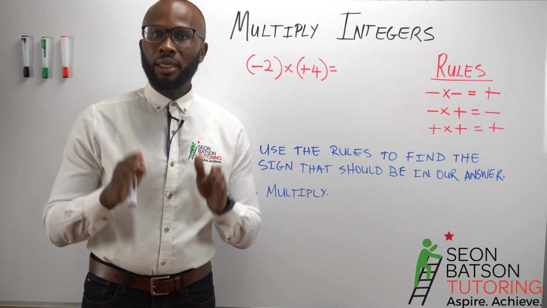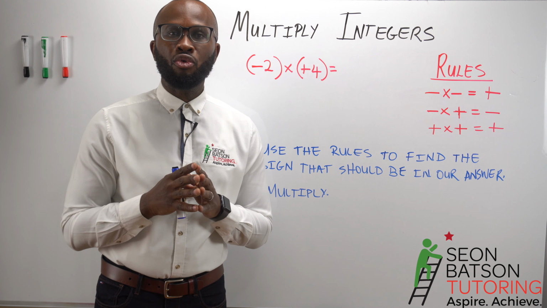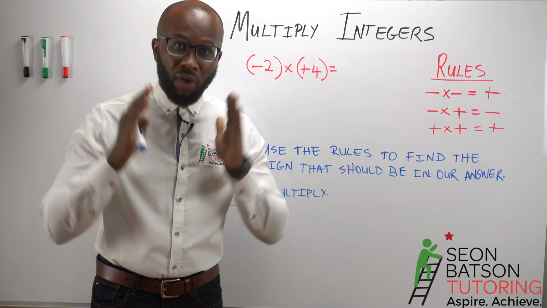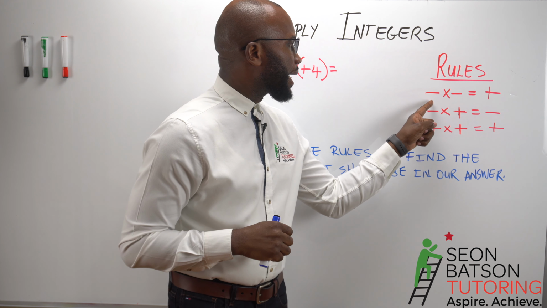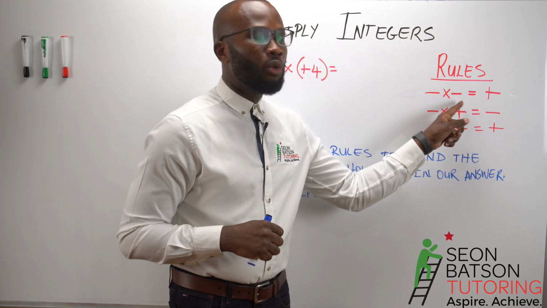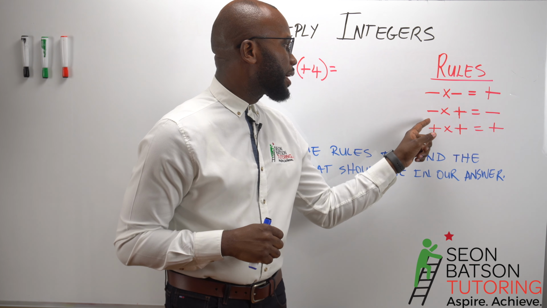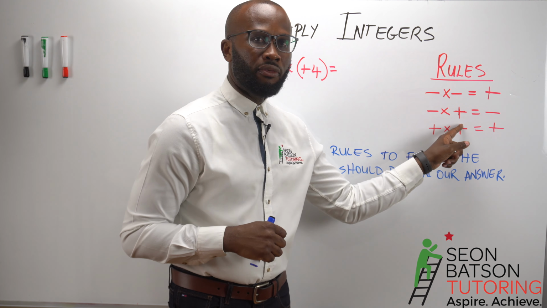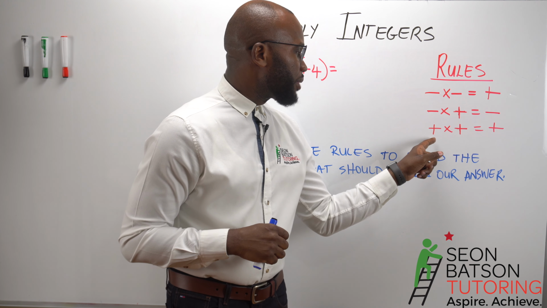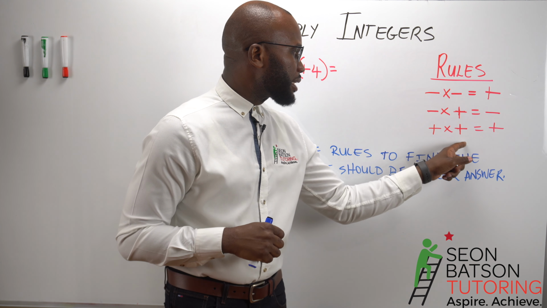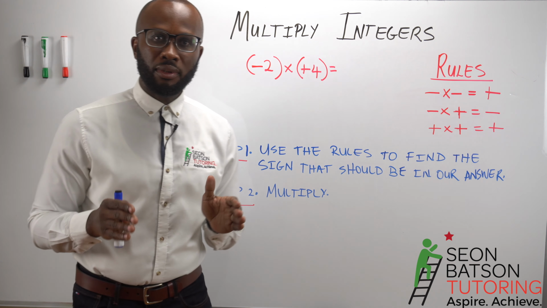When multiplying integers, there are a very specific set of rules that we must follow. Here are the rules. If we multiply a negative by a negative, we will always get a positive. If we multiply a negative by a positive, we will always get a negative. And of course, if we multiply a positive by a positive, we will get a positive. So far, so good? Perfect.